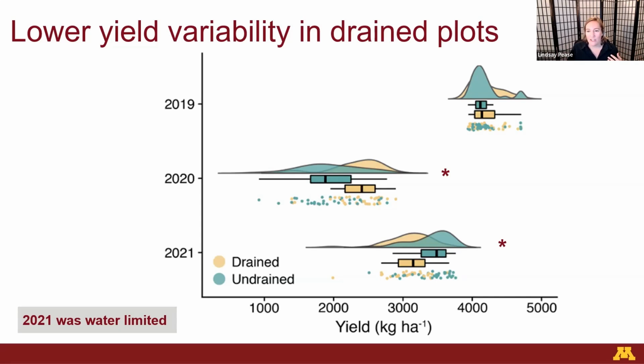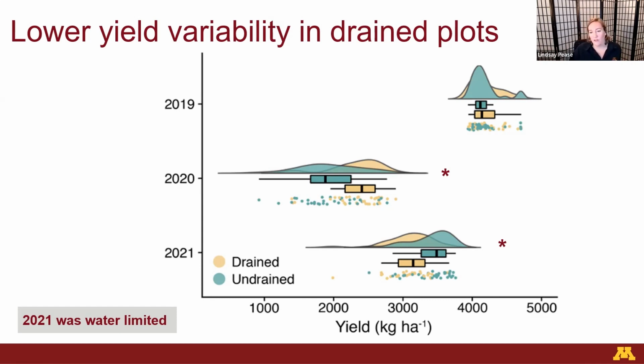Our average yield was higher in 2019 before we had any drainage installation. Then we see 2020 where we're hit with way more water than we're used to, and our yields were poorer. There's a wider distribution of yields in the blue, the undrained portion of the field, than in the yellow, the drained portion of the field.